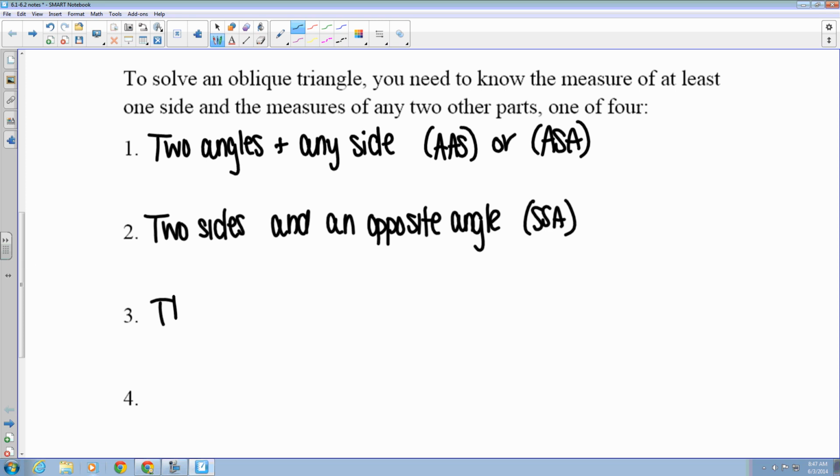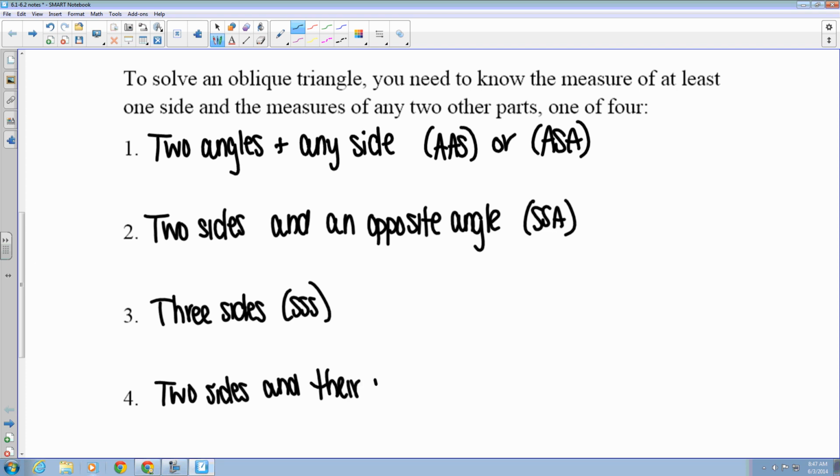Could have 3 sides. Or you could have 2 sides and their included angle, which is side, angle, side.